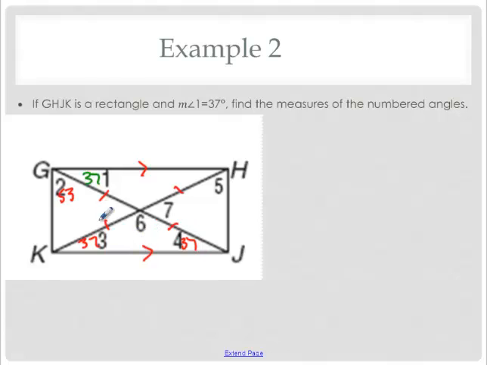When we look at that bottom triangle that has angles 3, 4, and 6, we know that it adds up to 180 degrees. So 180 minus 37 minus 37 gets angle 6 is 106. Angle 6 and 7 are a linear pair. 180 minus 106 gets me 74. And now this is also an isosceles triangle, and I can go through the work. But angle 5 is the same as angle 2, 53 degrees.